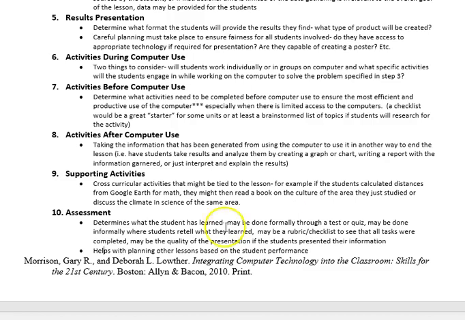Your assessment. This is going to determine what the student has learned. It may be done formally through a test or a quiz. It could be done informally, where the students retell what they learned. It could be a rubric or a checklist to see that all tasks were completed. It may be the quality of the presentation if the students presented their information. The assessment will help with planning other lessons based on your student performance.